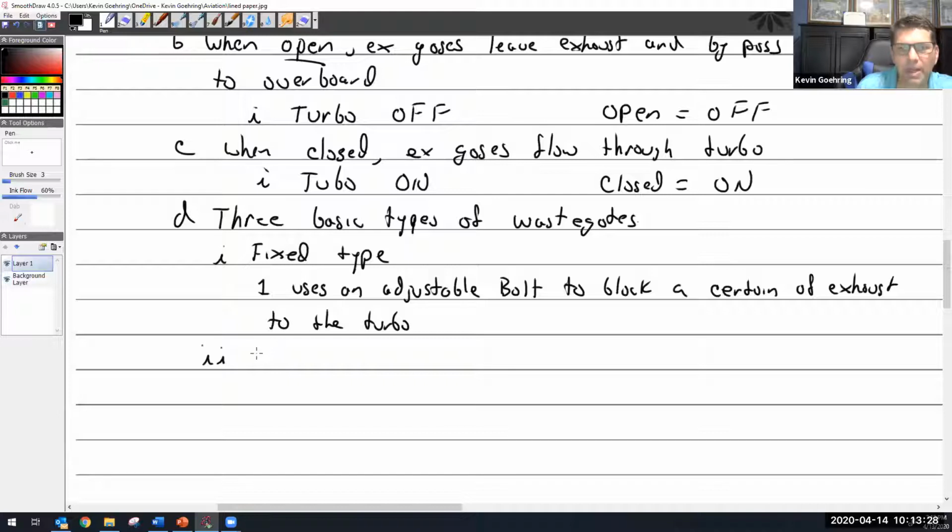Then there's the manually operated. The manually operated is just a pilot controlled push-pull type thing. It's exactly like the throttle, but instead of being tied to the throttle, it's being tied to the wastegate. So the pilot just controls how much they want.